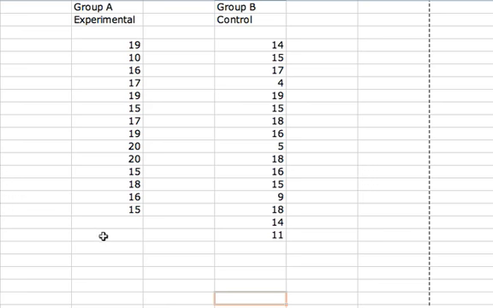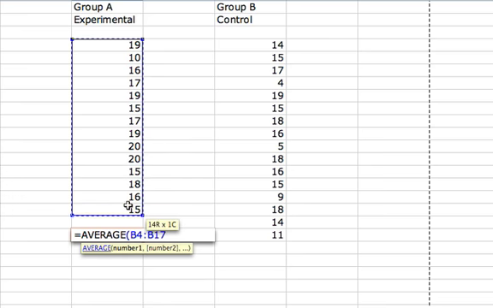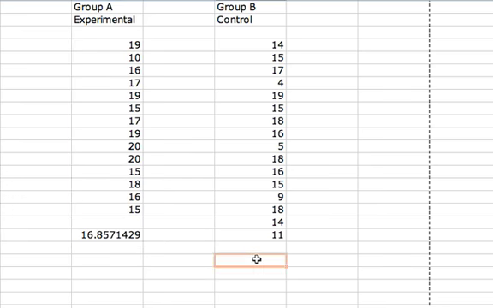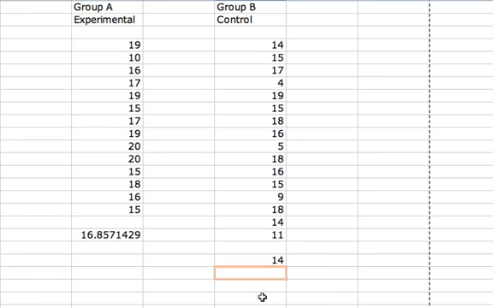Okay, now here the numbers are slightly different. Let's take a quick look at our averages. Okay, so again, group A has a higher mean score than group B. But the question is this difference statistically significant enough to warrant a claim that the experimental approach is beneficial? Let's run a t-test and find out.